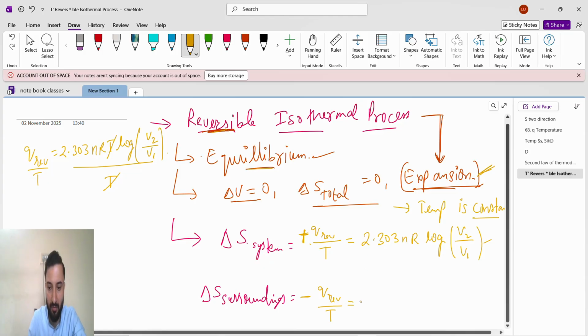So if this is plus, this will automatically become minus: minus 2.303 nR log V2 by V1. This is the process for expansion. Delta S for the system and delta S for the surroundings will not be 0, but the total change of entropy will be 0.